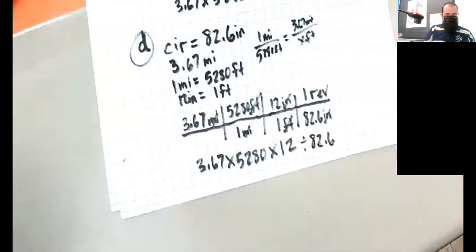What did you get for the answer? You said 2000 what? Yeah, that's good. Yeah, so it's 2,815 to the nearest revolution. Yeah.